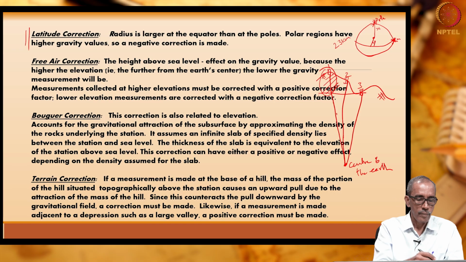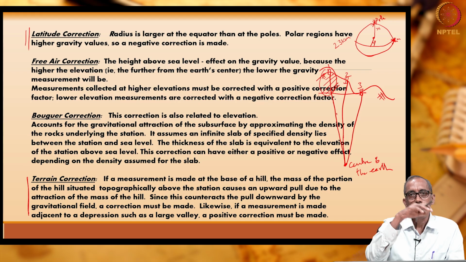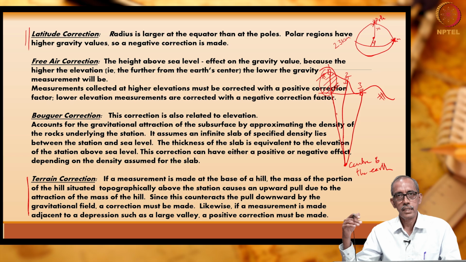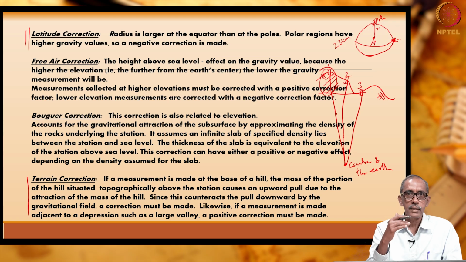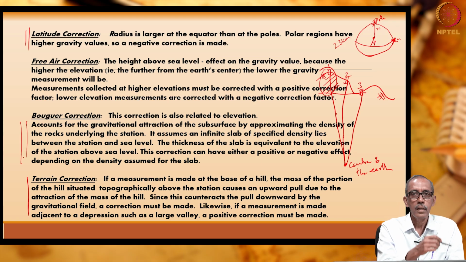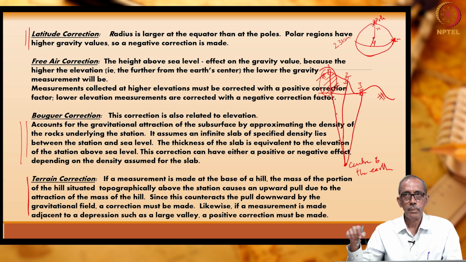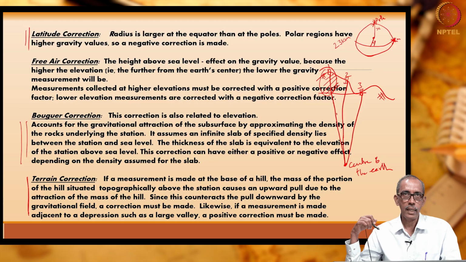Then lastly, terrain correction. In terrain correction, we take into account the impact of hills and valleys adjacent to our gravity station. These are all the corrections which we are going to see. For your understanding, I have written a small description here. However, I have not explained that here, because we are going to see each and every one of them in detail in the forthcoming slides.